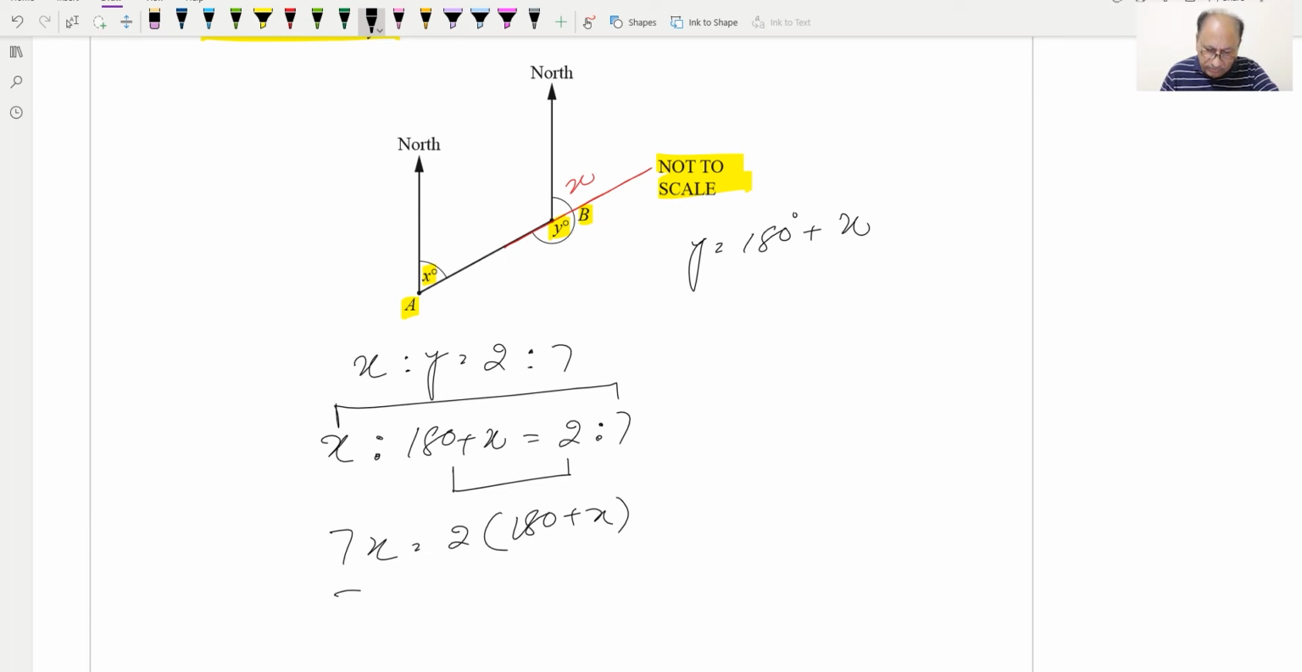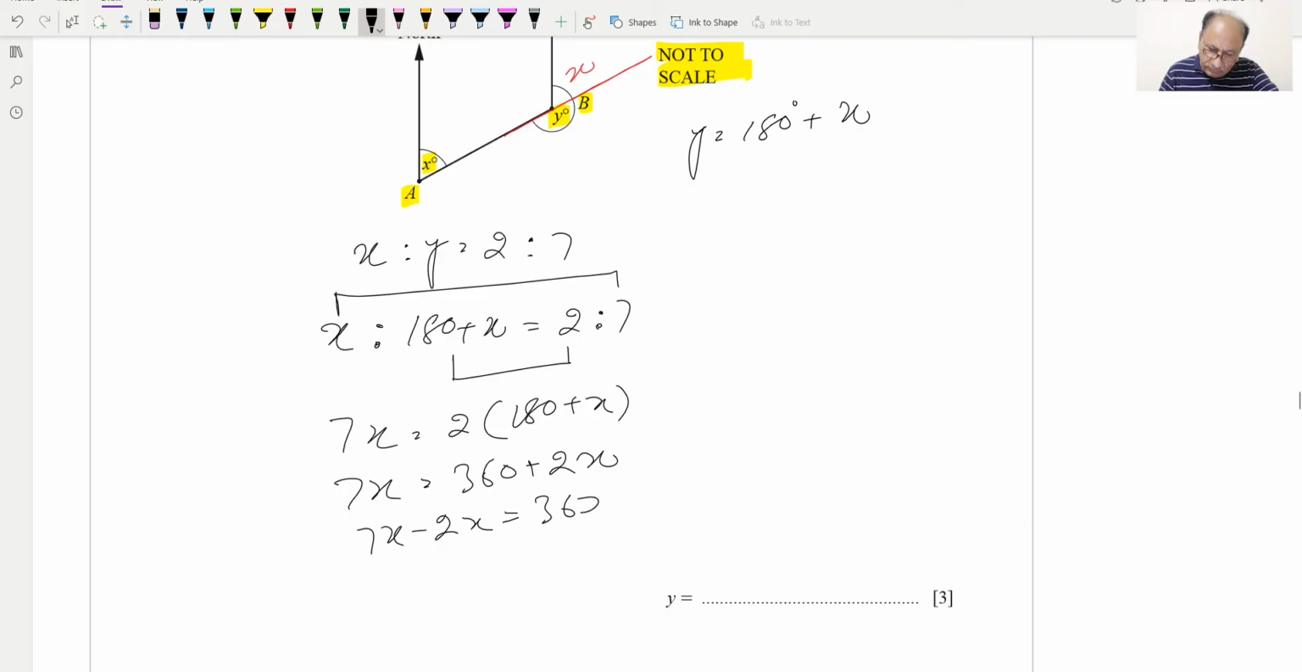We can simplify this, so it will be 7x is equal to 360 plus 2x. So this will be 7x minus 2x is equal to 360, and this will be 5x is equal to 360. So x will be equal to 360 divided by 5, which is 72 degrees. The x value is 72 degrees.